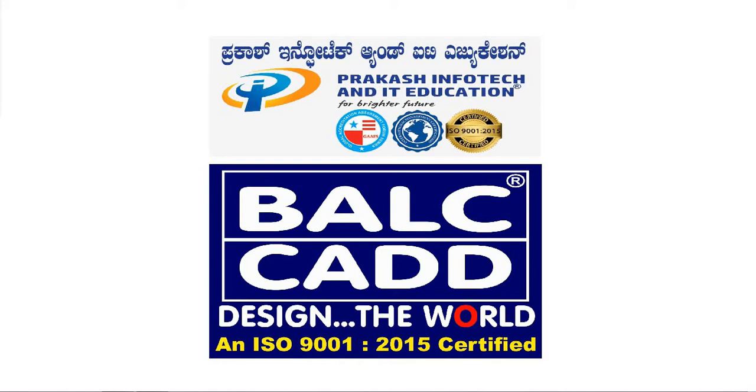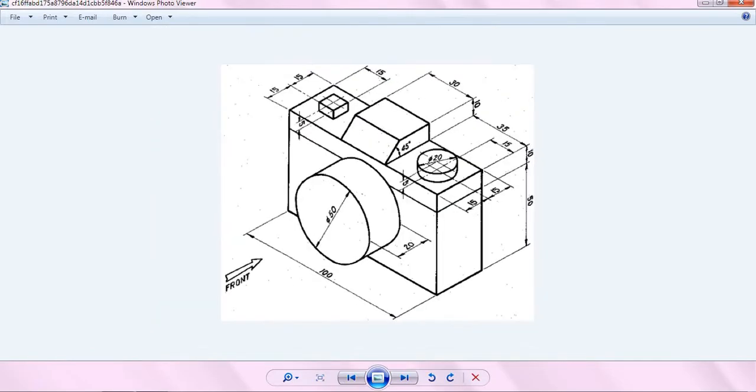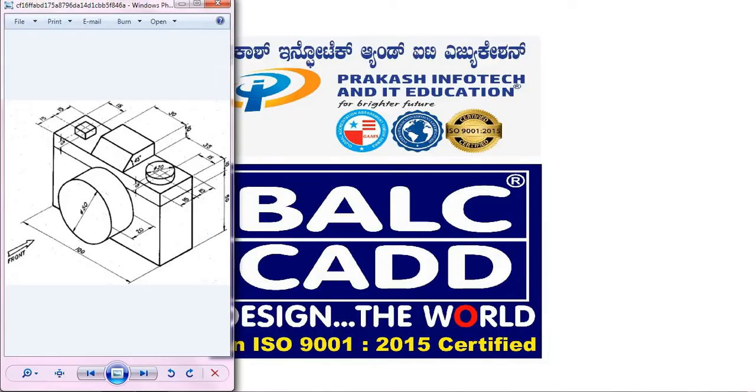In this video, we are going to see how to draw isometric drawings in AutoCAD. So in this video, I am going to show how to draw this drawing in AutoCAD. So let us open our AutoCAD.